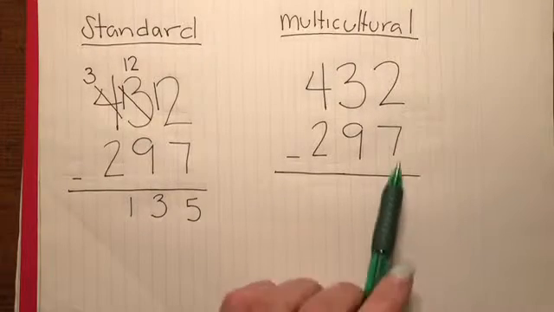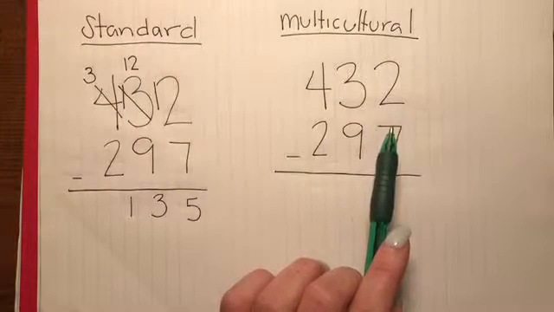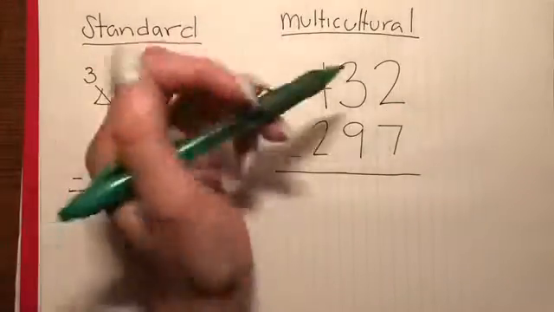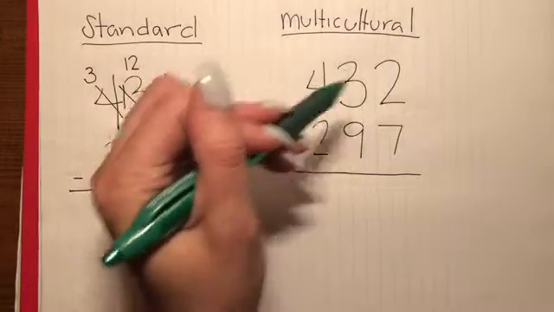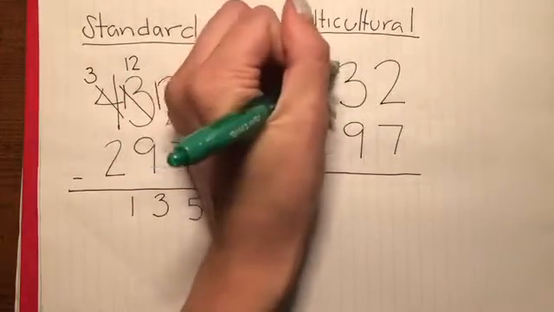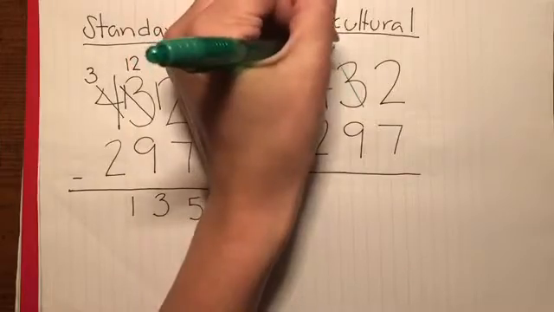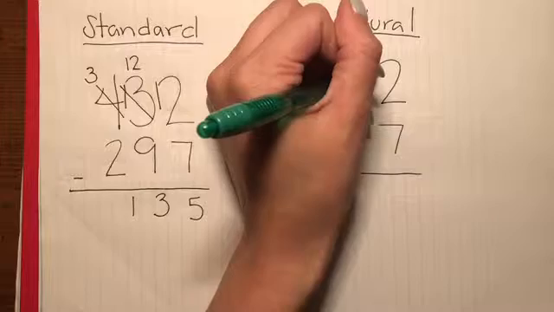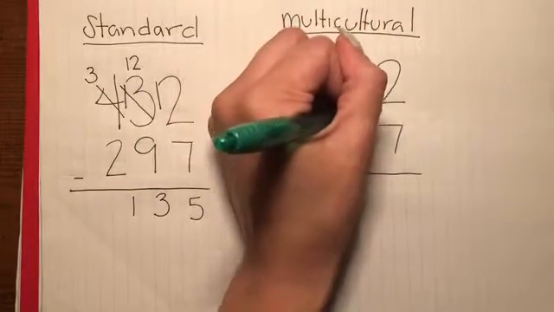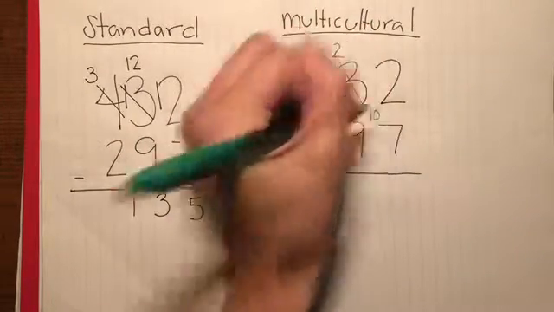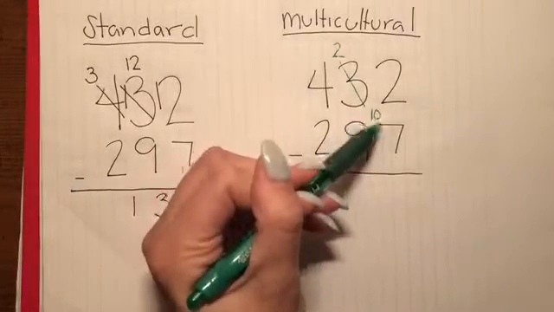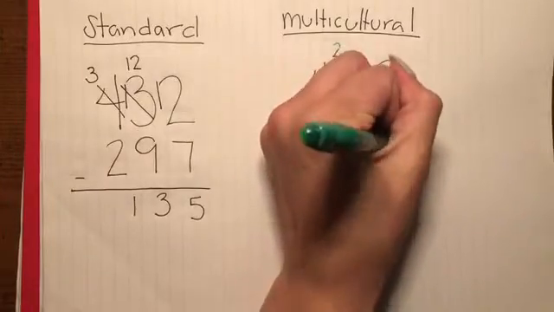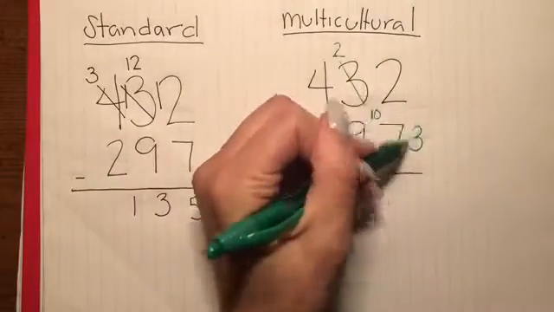Starting with the ones place, we again cannot take 7 away from 2. So we're going to come over here, and instead of jumping all the way to the hundreds place, we're going to first start in the tens place. And we're going to take 10 away. Instead of adding that 10 to the 12, we're going to place it right here where we are going to subtract 10 minus 7. So 10 minus 7 is 3. And now we are left with 3 over.